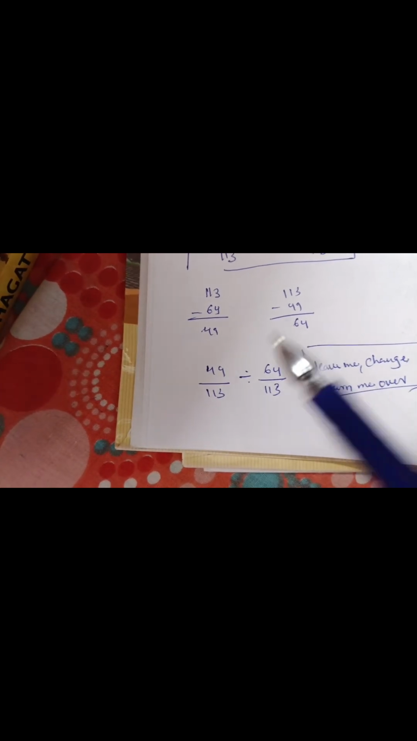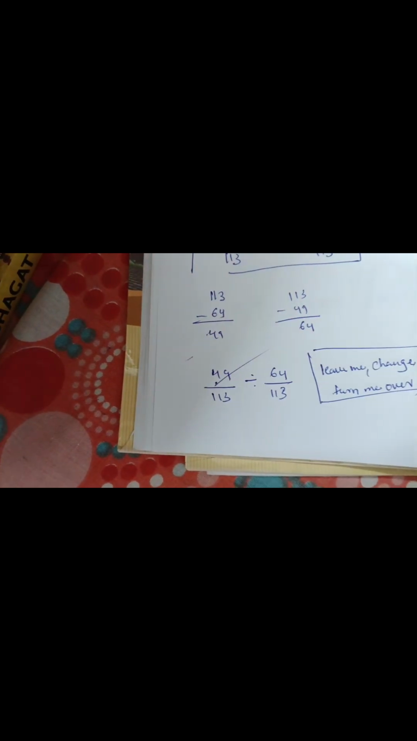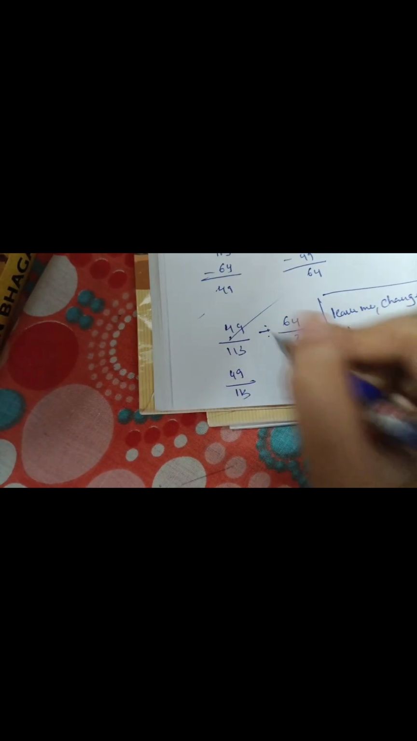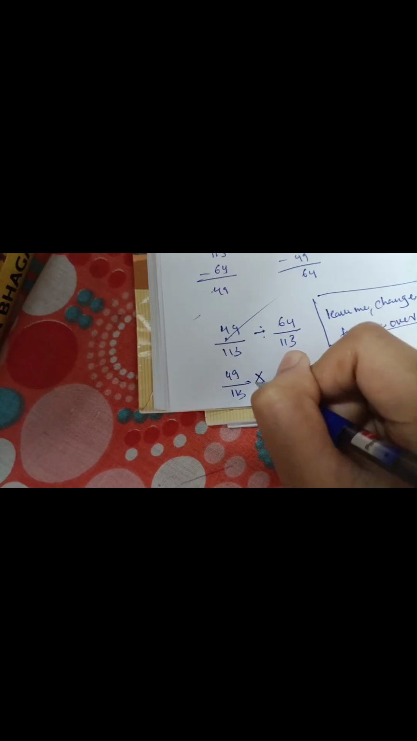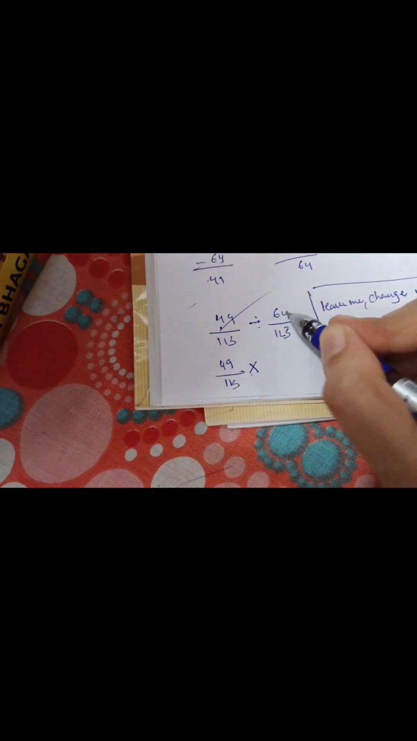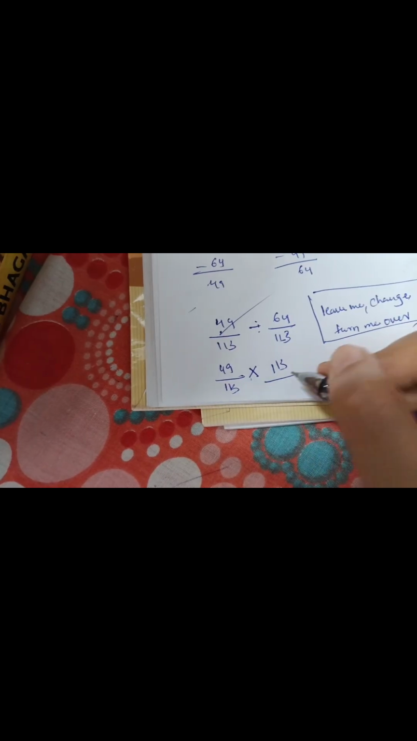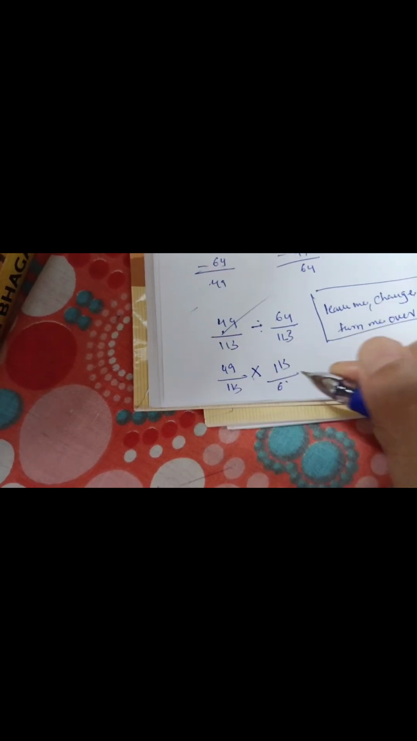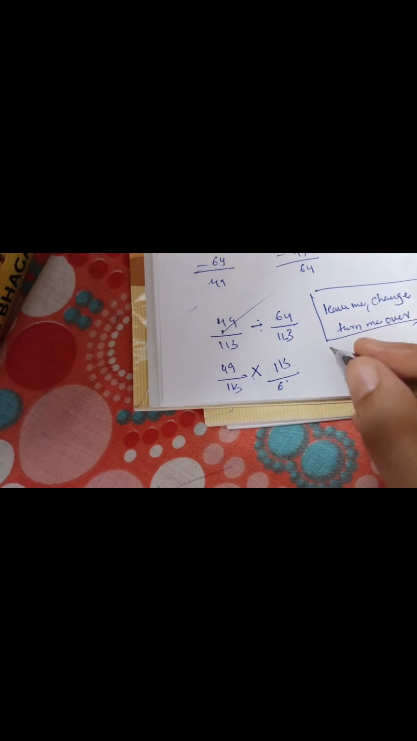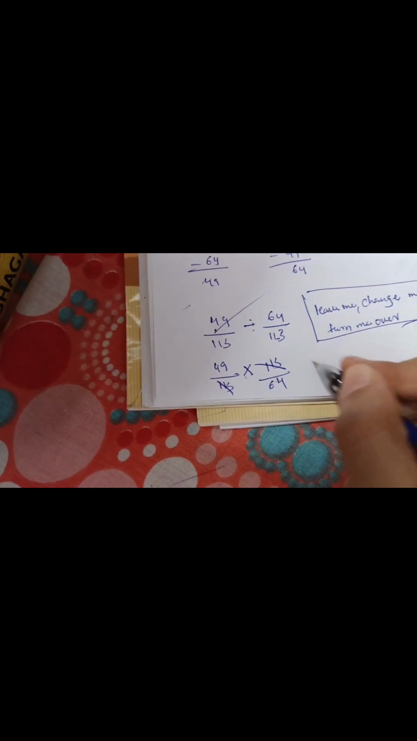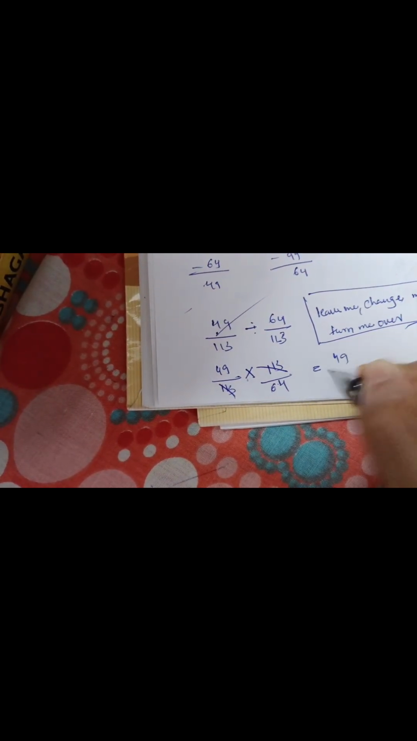a division. So leave me, we're just gonna leave this here, change me. So we're gonna leave that number and change this to multiply, and turn me over. So I just turn it over, 113 by 64. Simple. And I cut these values because they are common in both. And it equals 49 by 64. That is exactly our answer.